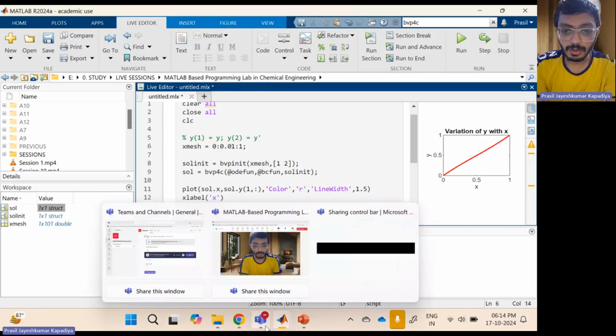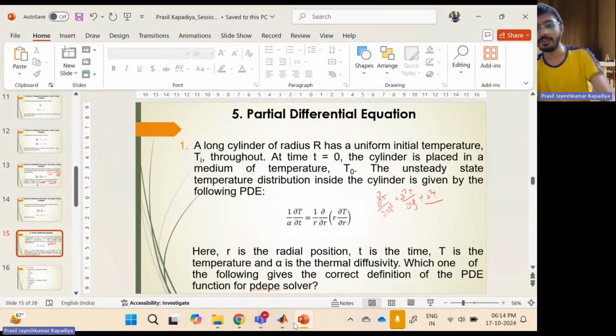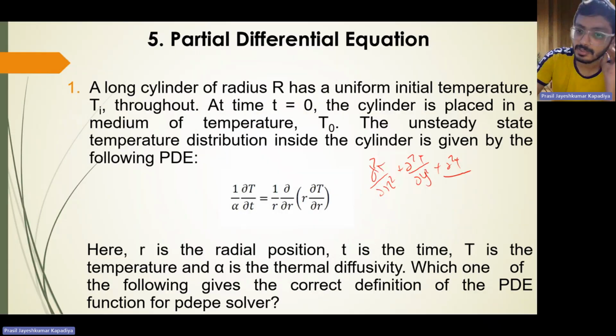Okay, so we were looking at partial differential equations. So this is called a PDE, where it is del square T del x square plus del square T del y square plus del square T del z square is equal to 0. So here T is dependent on all three variables x, y, and z. That's why it is called a partial differential equation.